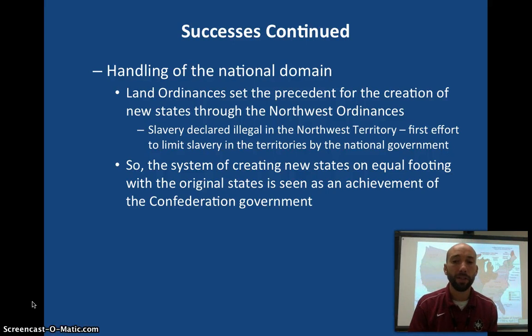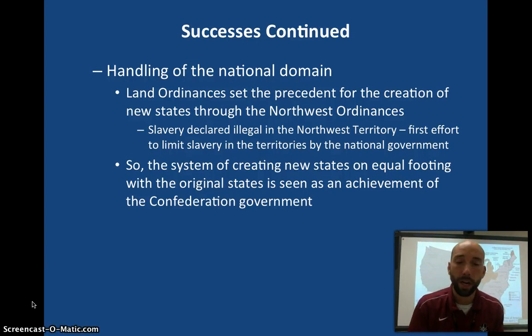So the system of creating new states was that these new states were going to be on equal footing with the original states. And some of those original states didn't like that. They wanted to get the territory for themselves and become even stronger. But the Confederation government didn't do that. They created new territories and new states. And that's a big success from the Articles of Confederation.